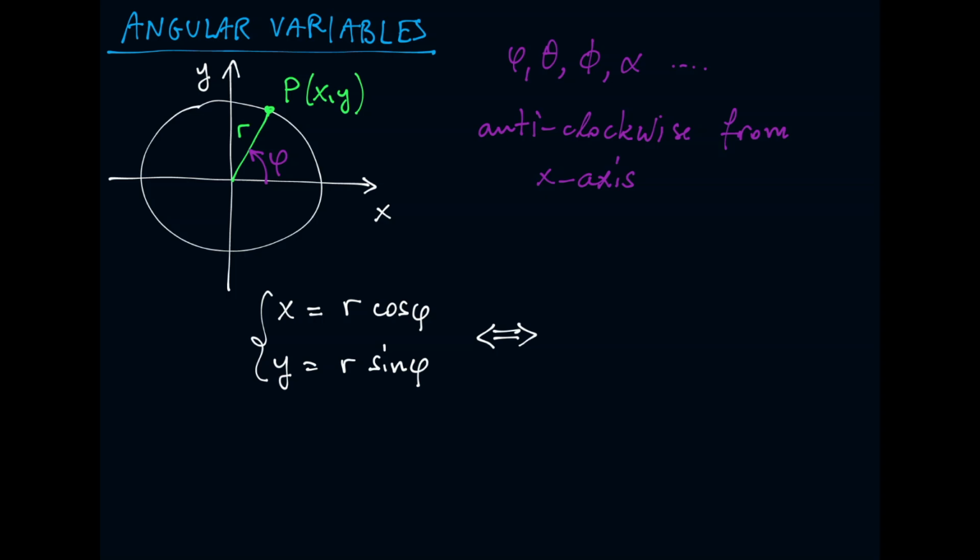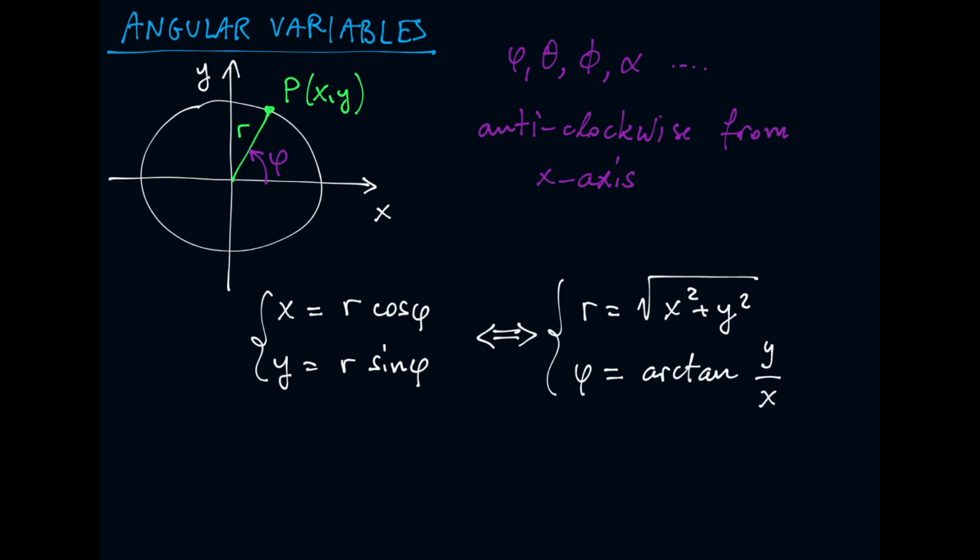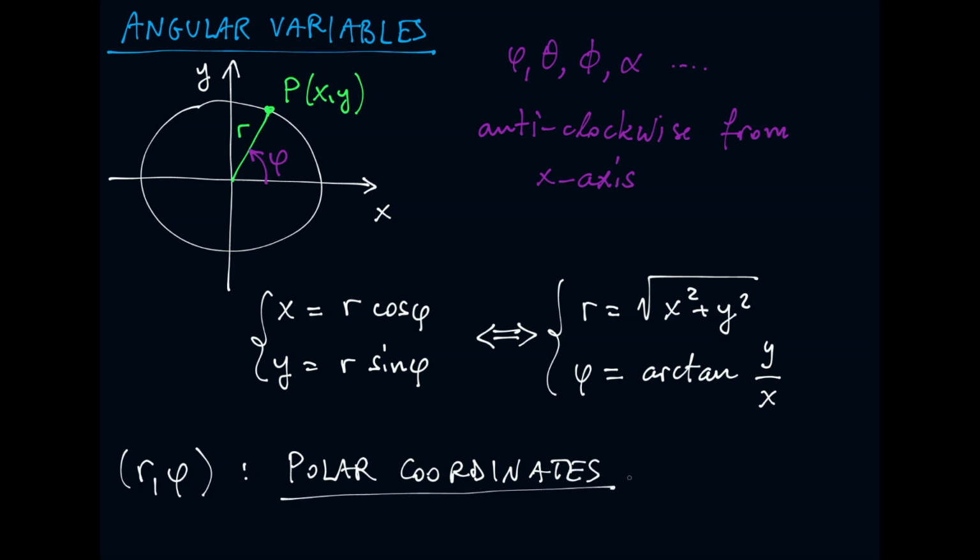If you have x and y, then you find r by doing Pythagoras, and you find phi by doing some arctan of y over x. These are the same thing. I'm confident that most of you know this stuff, so this is just a quick recap. But not everybody may know that these r and phi are actually called polar coordinates. And these are a perfectly equivalent and complete set of coordinates, just like x and y.